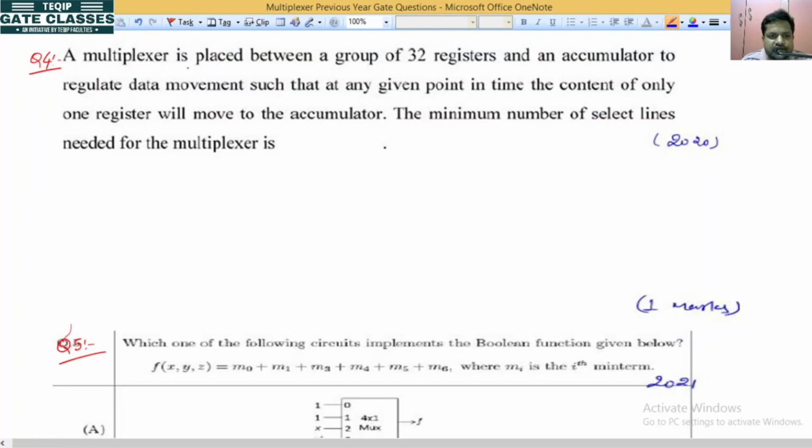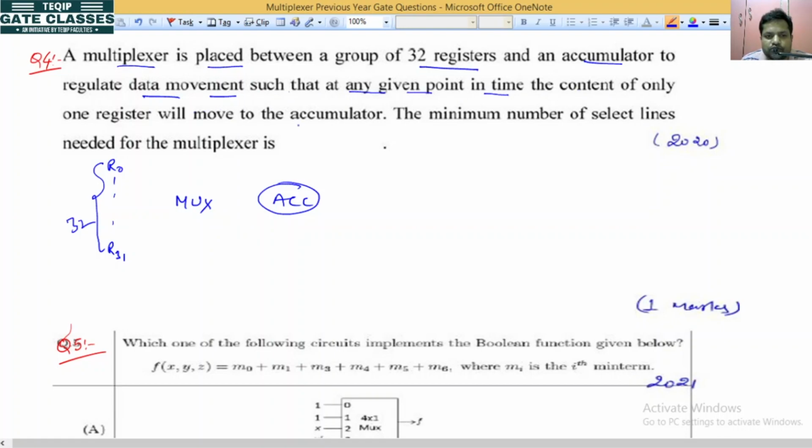Problem: a multiplexer is placed between a group of 32 registers. Suppose R0 to R31 are the registers, and between them a mux is placed, between them and the accumulator. Suppose the accumulator is here. So we have 32 registers here and one accumulator here, and in between we have a mux. Okay. And an accumulator to regulate data movement such that at any point in time the content of only one register will move to the accumulator. So only one register's content at a time will move to the accumulator. So the accumulator is our output.